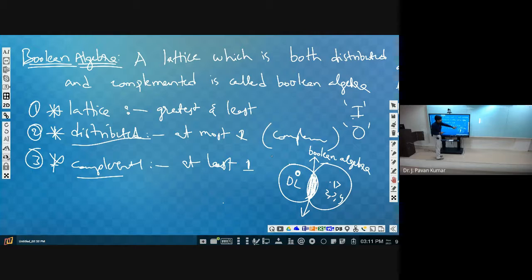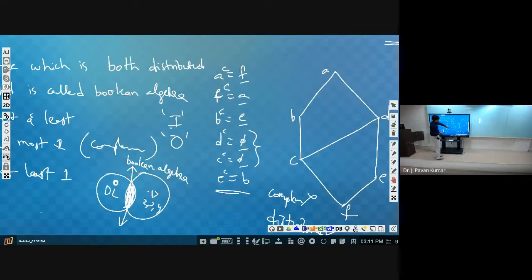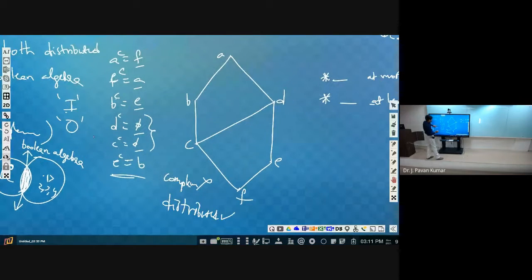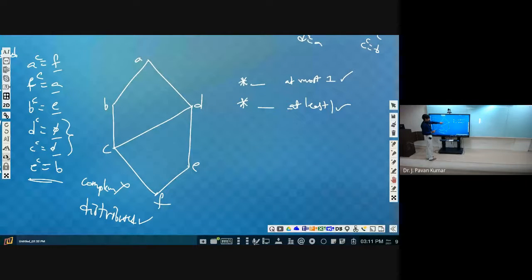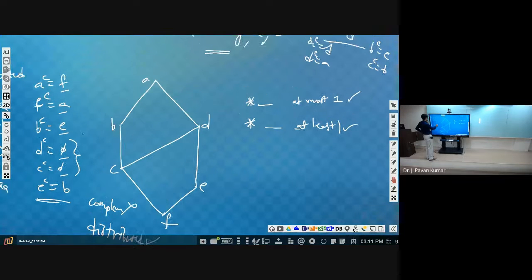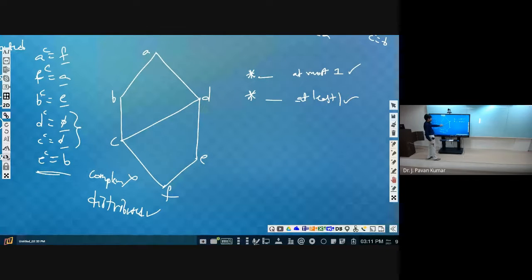Now let us go back to our examples. Now, is this a Boolean algebra? No, sir. No, directly it is not a complemented lattice. Why? Because D and C do not have any complement, so it is not a Boolean algebra.